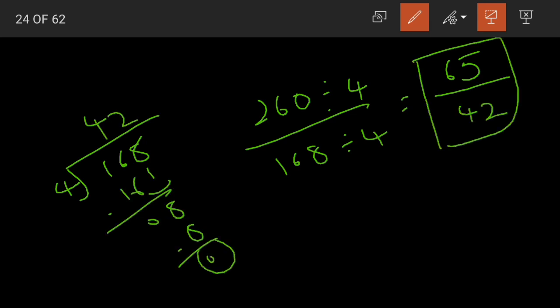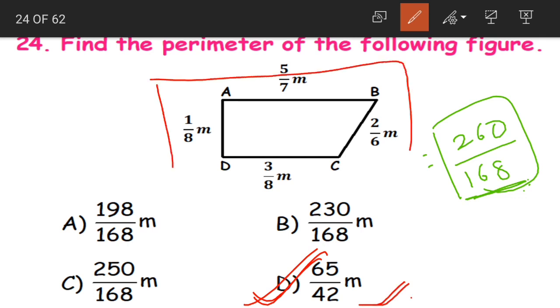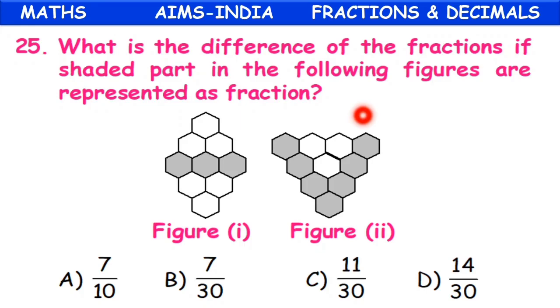What is our answer now? 65 by 42. Do we have 65 by 42 in the options? Yes, we have option D as 65 by 42. So that becomes our perimeter for the following figure. Understood, children? Next, question number 25, children.